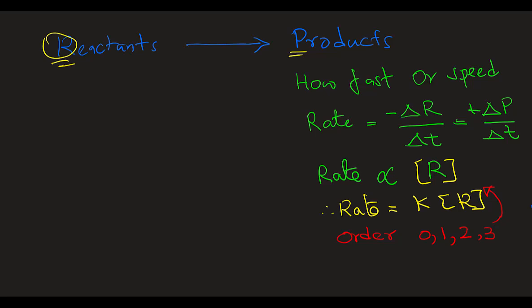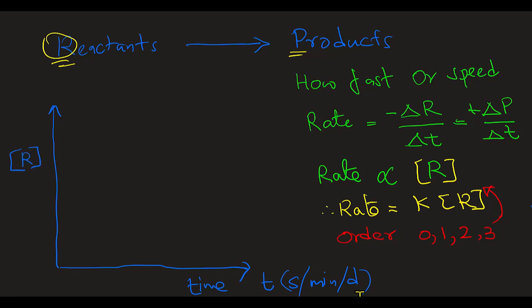To do that, let's graph the reactant molarity versus time. The time could be seconds, minutes, days, or years, whatever is suitable for that measurement. Time is the x-axis, and on the y-axis you have the molarity of the reactants. Typically it's going to decrease like that, and depending on the rate it could look different. So we're going to look at a way to compare these rates and orders.